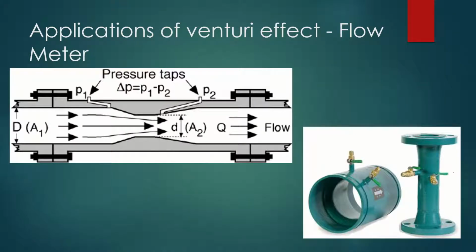Of course, we've already talked about this a little bit, but a flow meter can use a Venturi tube. As flow moves through a smaller section of pipe, you have a pressure drop, and then of course we read the difference of pressures and we can calculate what the flow rate is.